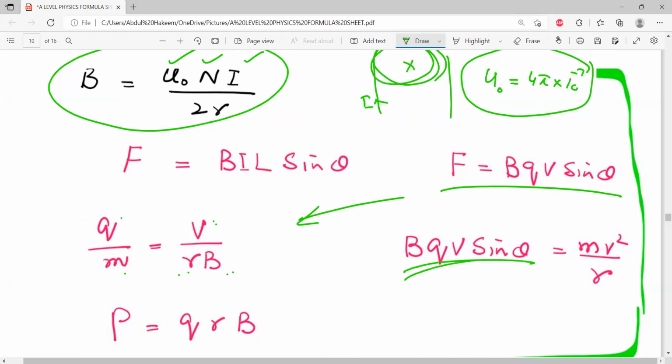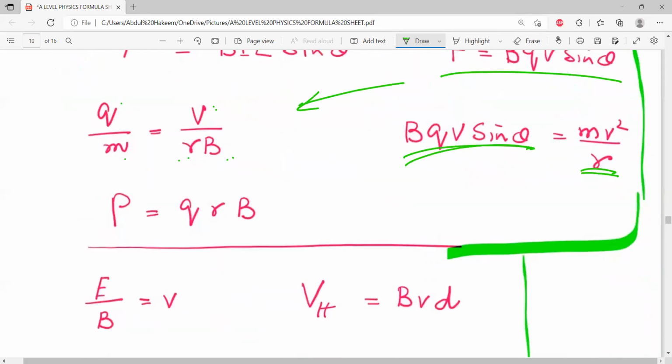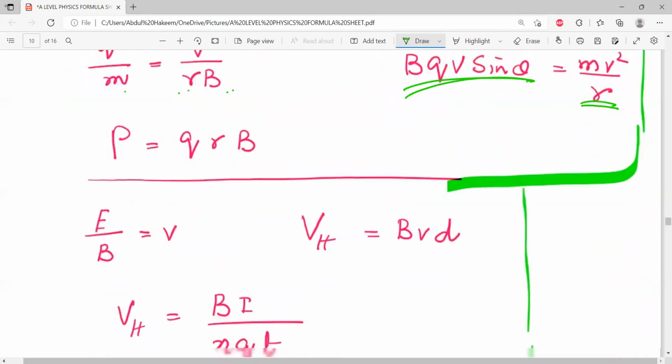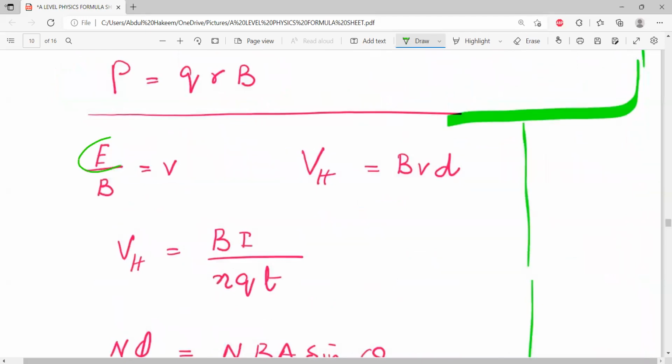So here, this magnetic force is converted into the centripetal force. Now the momentum from this formula is QRB. And then the ratio between electric field strength and magnetic field strength, which are perpendicular to each other, is called the V. This is the velocity selection equation.